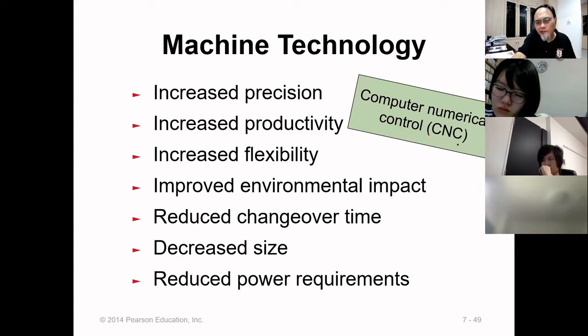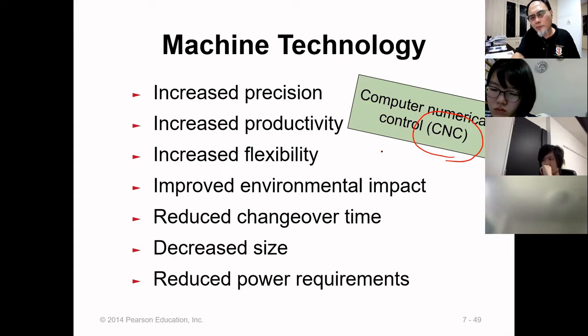And it is based on computer numerical control. So today, you know, some of you probably never know.